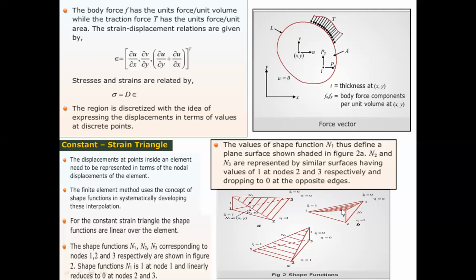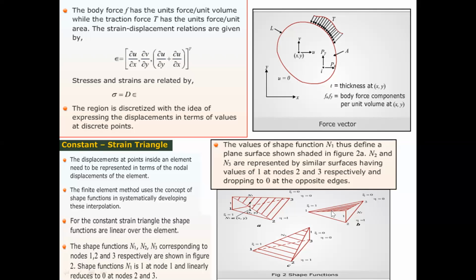N2 is 1 at node 2, 0 on the edge 1, 3. Similarly, N3 is 1 at node 3, 0 on the edge 1, 2. When you take 1 there, you can collapse to the edge. Then you can see how this shape function varies from that particular node to the other edge, and from this particular node to the other edge.